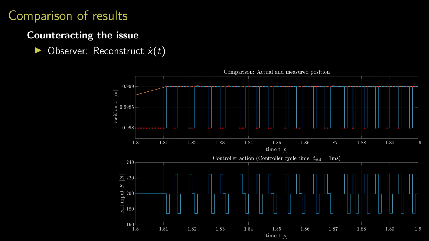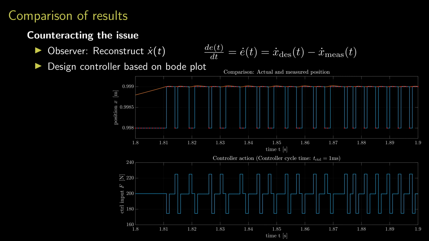The first one would be to implement an observer and use a reconstruction of the velocity in the derivative part, similar to the continuous controller. And the second one would be to design the controller based on the frequency response of the system, the Bode plot, because this gives more options than the pure PID controller and can help to avoid issues like this. Okay, and that was it already.